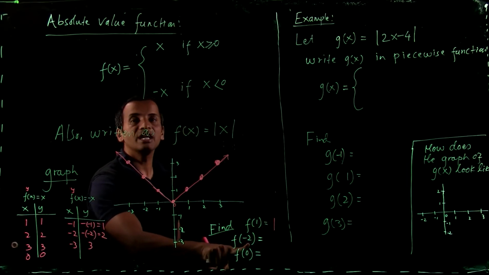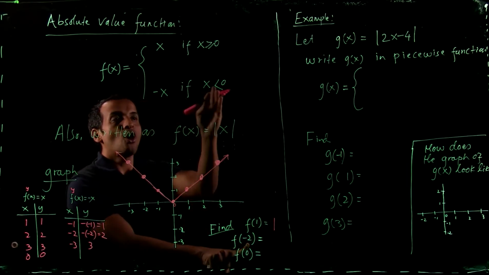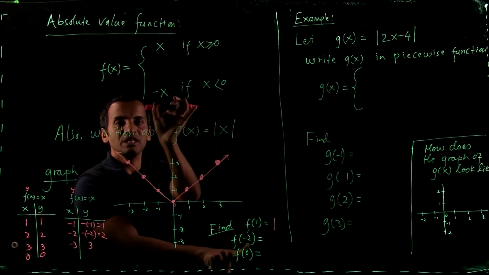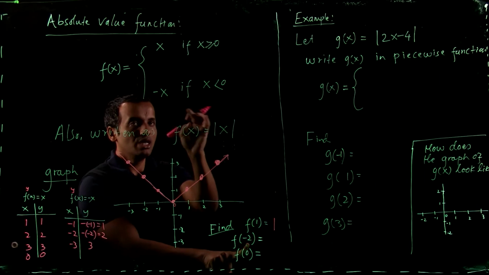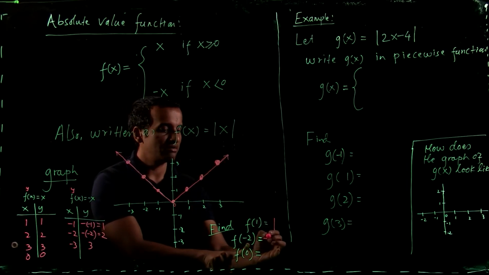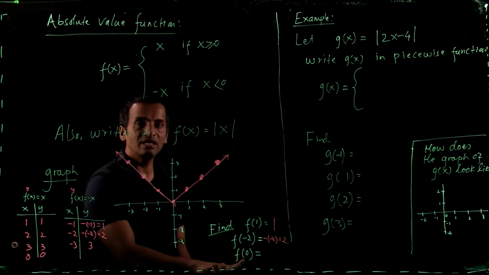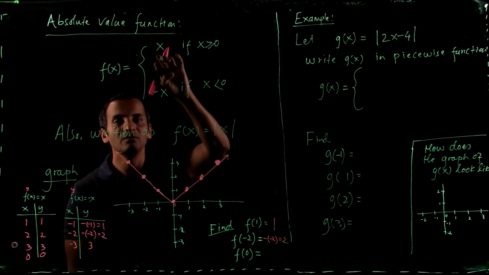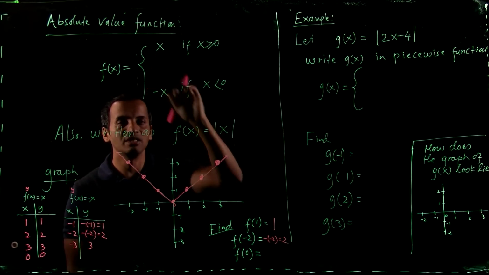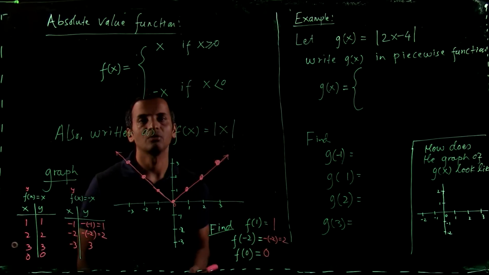How about f at negative 2? So for all x that is negative, you pick this function for f of x, right? So for x is negative 2, you replace x by negative 2. It will be negative of negative 2, that is positive 2. And then finally f at 0. When x equals 0, you pick this value of the function. So replace x by 0, that will be just 0.